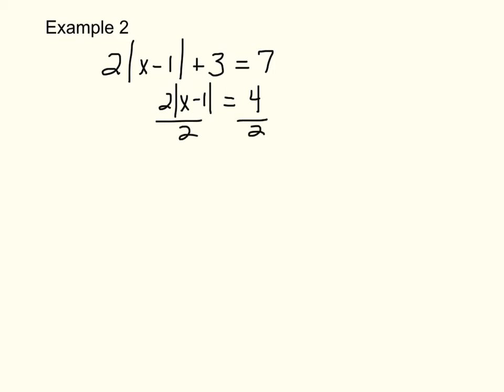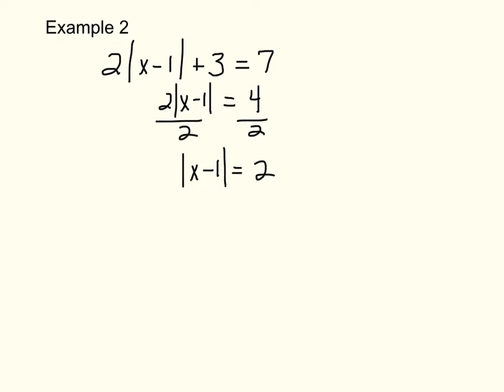Example number 2, let's say we have 2 times the absolute value of x minus 1, and then plus 3 is equal to 7. Now, in this case, the absolute value is not by itself. So you have to get the absolute value by itself first. Step 1, we're going to subtract 3. So the absolute value of x minus 1 times 2 is going to be equal to 4. I then have to divide by 2 on both sides because that's a times 2. So then we get the absolute value of x minus 1 equals 2.